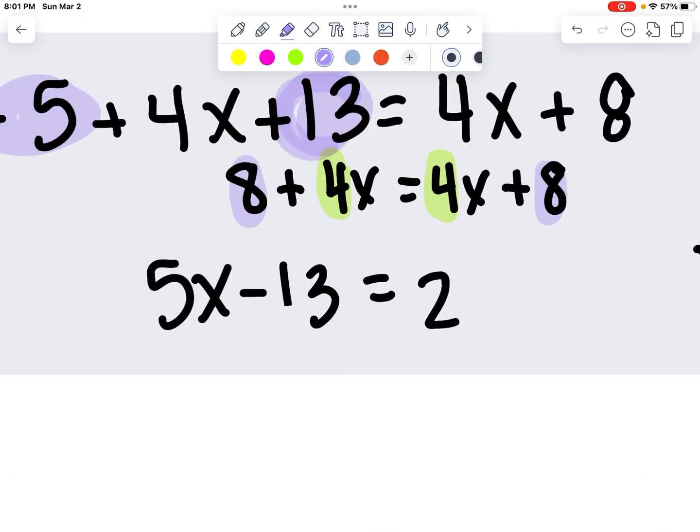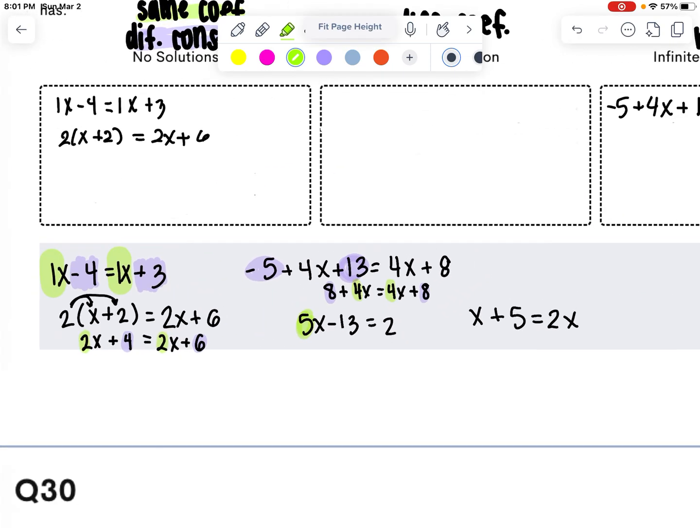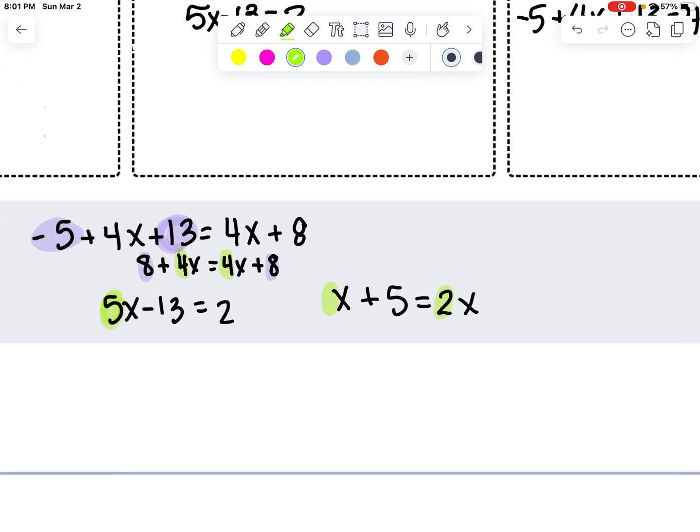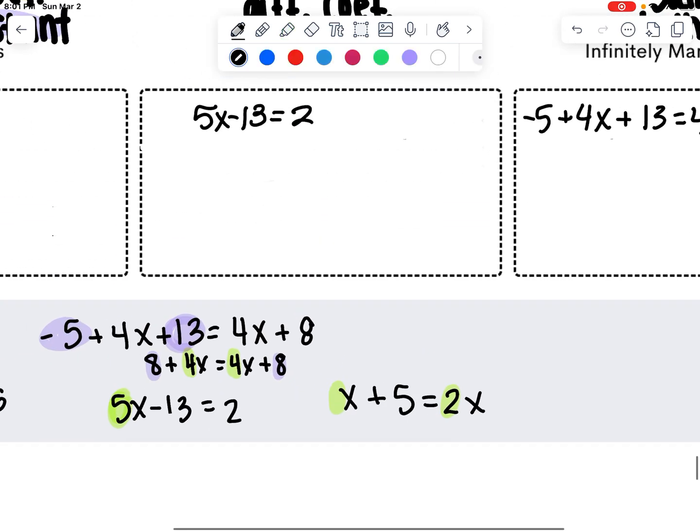For this example, I'm going to look at my coefficients. I have 5, and then there's no coefficient on the other side, so it's not the same. When I have different coefficients, I have one solution. So 5x minus 13 equals 2 is going to give us one solution. Looking at this one, my coefficients, I would have that imaginary 1 and 2. Those are different, and like I just said, different coefficients give us one solution.